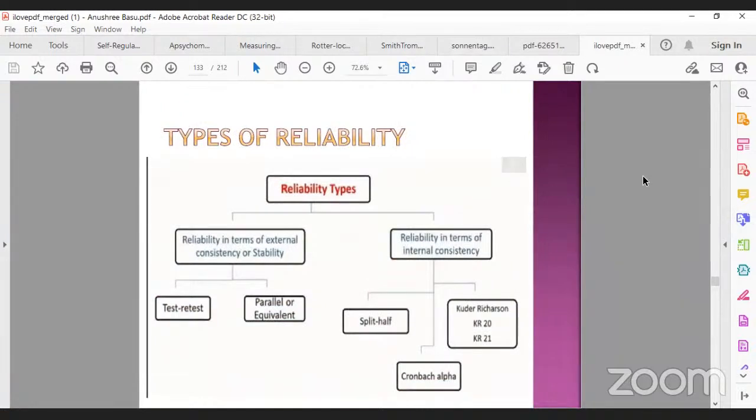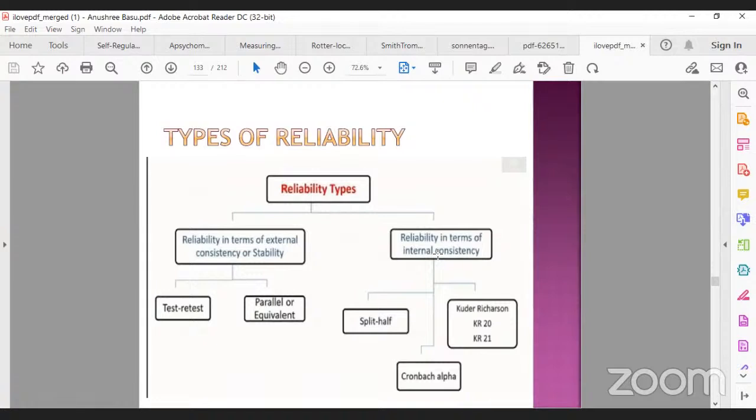So when we talk about reliability in terms of external and internal consistency, external consistency means the extent to which a measure varies from one use to another. Test-retest, what does test-retest mean? If one time it was used, what if it was used multiple times? If we are using it multiple times, are we receiving similar or identical test scores? This is what external consistency or stability means.